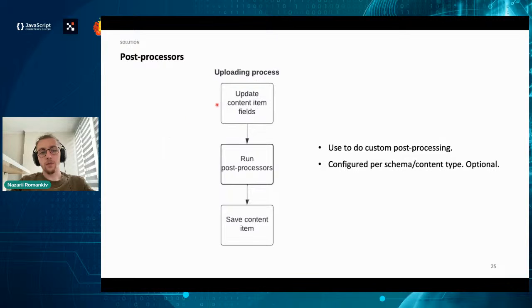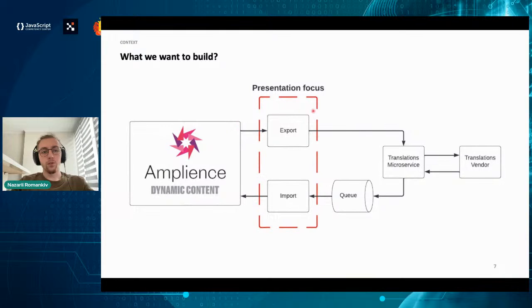You update the content item fields. That's basically the algorithm that we have described in a previous slide. Then before saving the content item, you run the post processors that perform necessary changes to the content fields or any extra actions you want to do with regards to this content item. And then you save the content item, and that's how you basically export the translations back into the system, right? So we have gone through the whole flow. We have exported it and we have imported back.